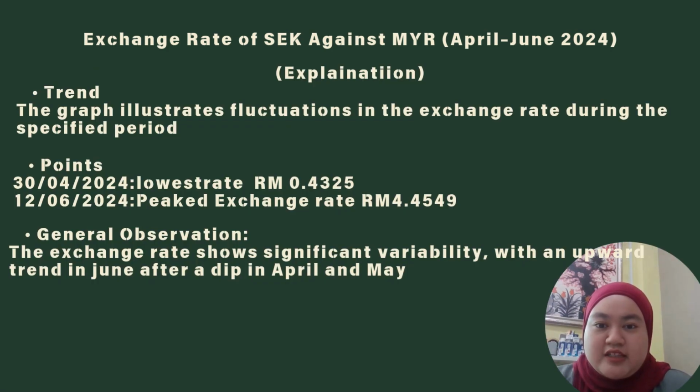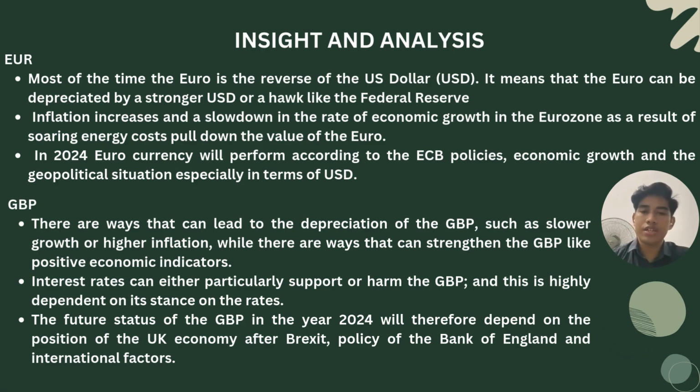Exchange rate of SEK against Malaysian ringgit, April to June 2024, explanation. Trend: the graph illustrates fluctuation in the exchange rate during the specified period. Point: 30 April 2024, lowest rate of RM 0.4325. 12 June 2024, peak exchange rate of 4 ringgit 45 cent. General observation: the exchange rate shows significant favorability with an upward trend in June after a dip in April and May. Okay, so for the next part is insight and analysis.